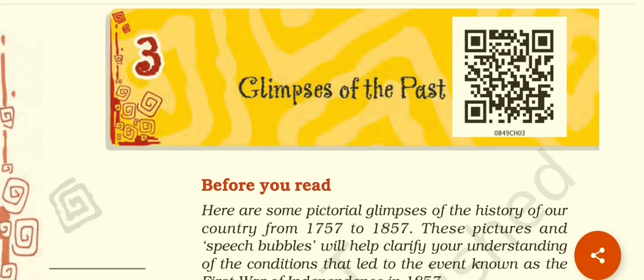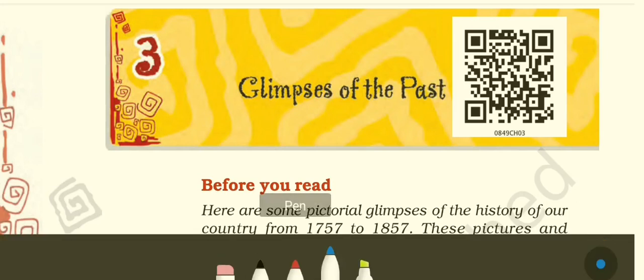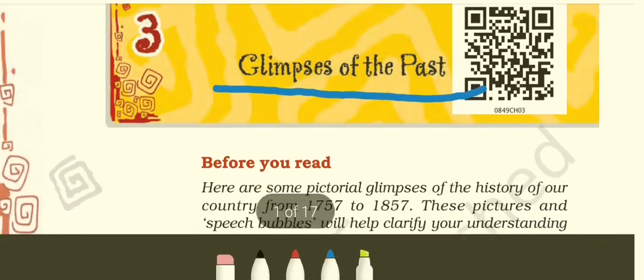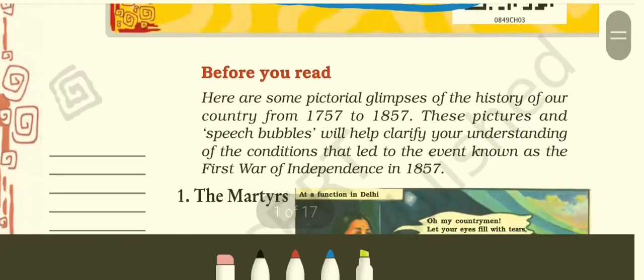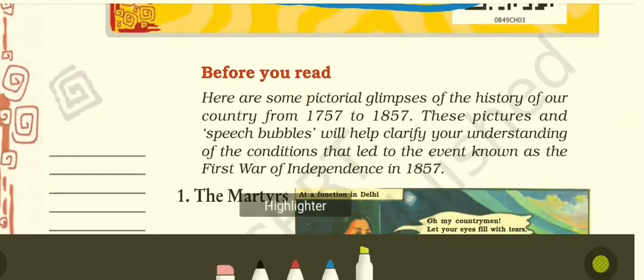Third unit, Glimpses of the Past. Okay, here we are. Unit 3, Glimpses of the Past. So let's just begin with a brief warm-up before the lesson that is provided over here. It says, here are some pictorial glimpses. What do we mean by pictorial glimpses? Glimpses presented in the form of pictures.